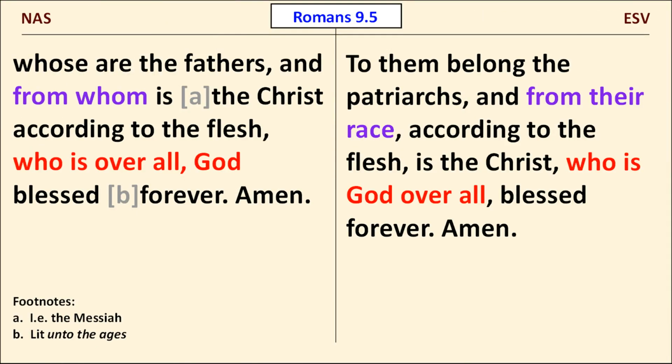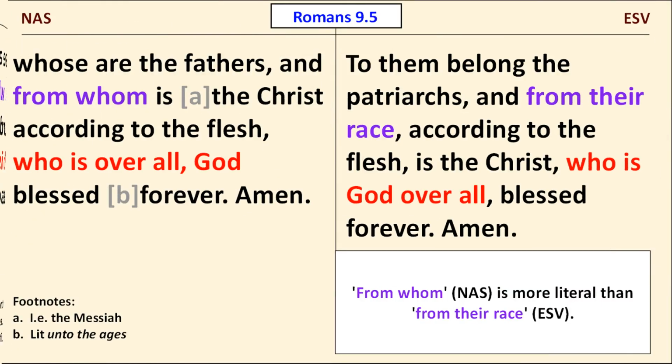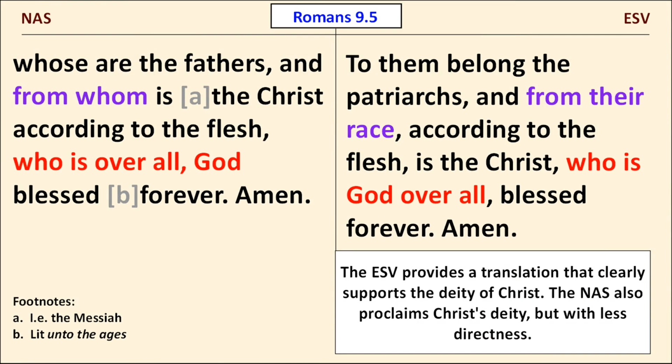The next comparison, at Romans chapter 9, verse 5, is also on the theme of Christ's deity. First, note that the phrase from whom in the NAS is more literal than the ESV's from their race. The translation from their race is a slight adjustment to the RSV's of their race. At the end of the verse, the ESV provides a translation that clearly supports the deity of Christ. Here the ESV is markedly different from the RSV.